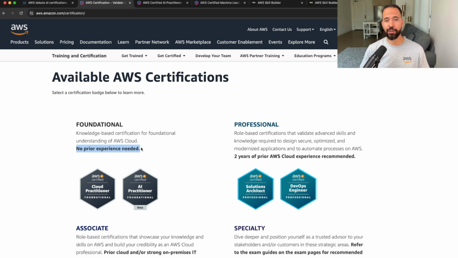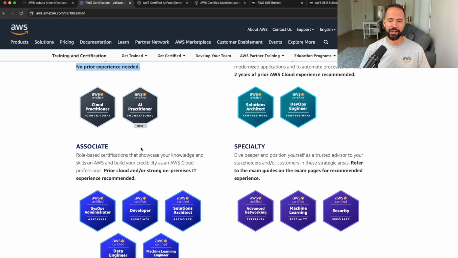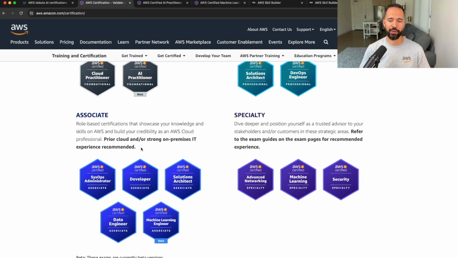What you'll also note about the foundational area of the AWS certification hierarchy is that no experience is required. So if you are a beginner, that AI Practitioner foundational is going to be right up your alley. Now, the associate certifications, there's been a handful of them for a while. Recently, there was the announcement of the Data Engineer Associate, and the newest addition to the lineup is the Machine Learning Engineer Associate, which is an additional certification that we're going to be talking about today.